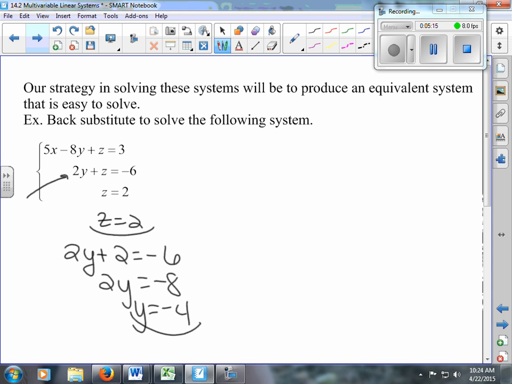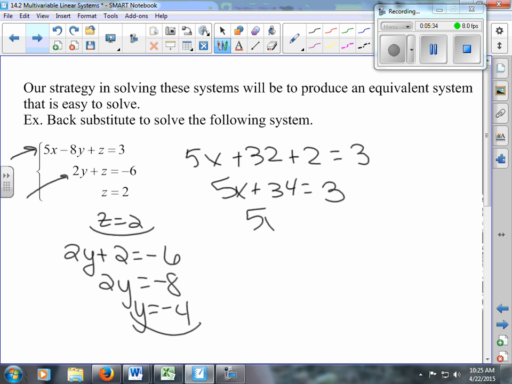And now finally, I'll go to the top equation with x and y and z in it, and I can replace the y with -4 and the z with 2, and I'm supposed to get 3. So 5x + 34 equals 3, 5x equals -31, so x equals -31/5.